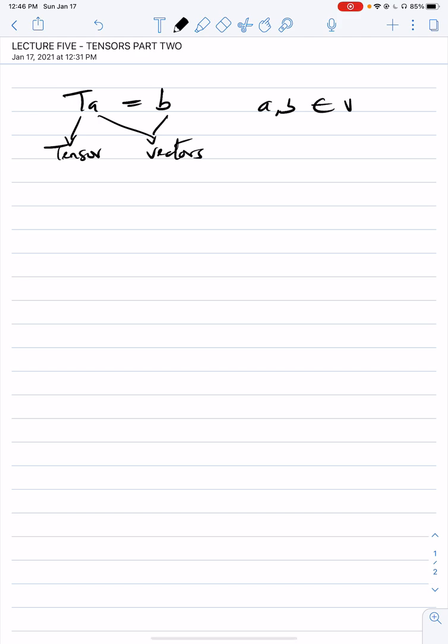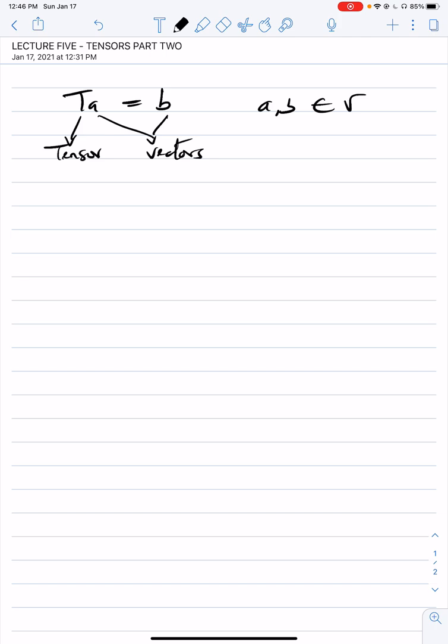So, for instance, let's look at this: TA equals B. T is a tensor. A and B are both vectors, right? Or more scientifically, the way the mathematicians write it. Yes, they are both vectors. In the previous video we talked about the components of the tensor itself. Now we want to talk about the components of this transformed vector B.